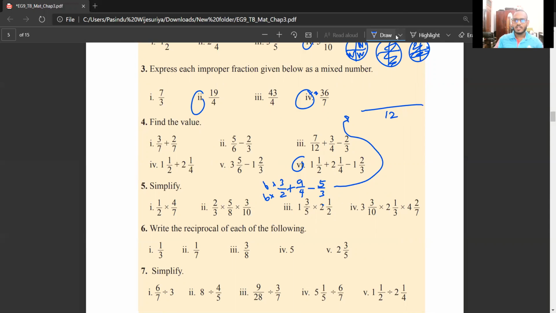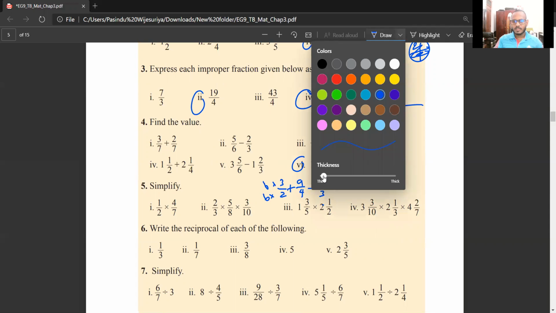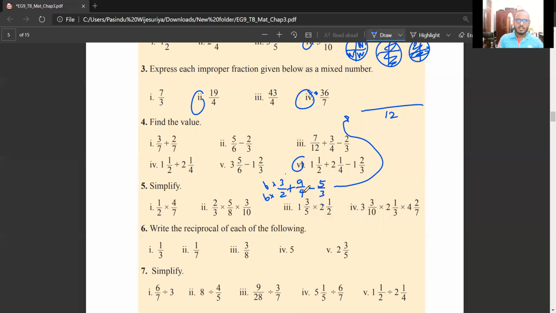I've reduced the thickness of the pen, so it's easy for me to draw as well. Then you multiply 3 by 6, which is 18, plus. So from 4, how do you get 12? You have to multiply 4 by 3. So you multiply 9 also by 3, which is 27. Sorry, this is subtraction. I will erase it again.